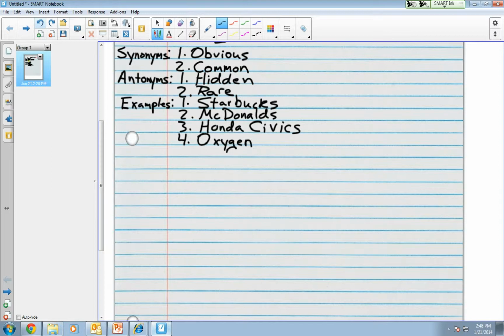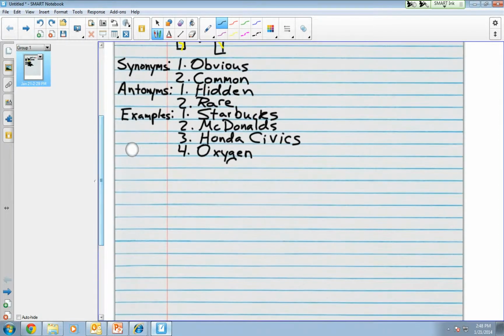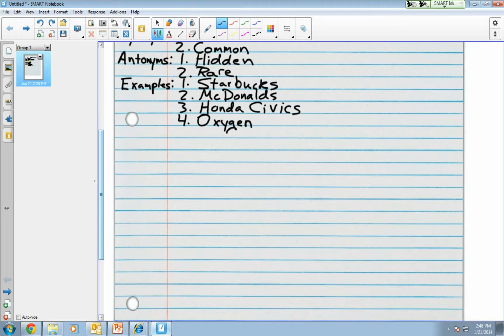Now notice, I'm not drawing pictures here. Because we do the logograph, some people always want to do pictures when it comes to this. So we're just going to actually do words here for our examples. Now the next thing that I want to do is have a practice sentence.